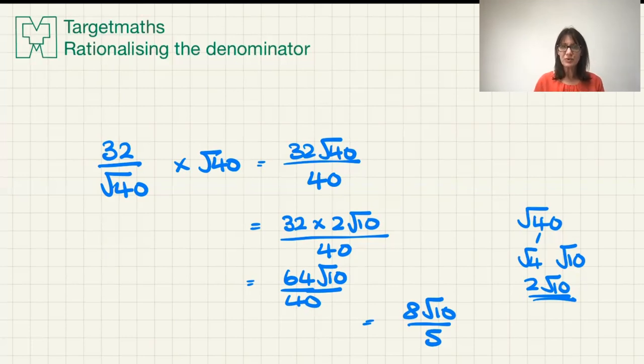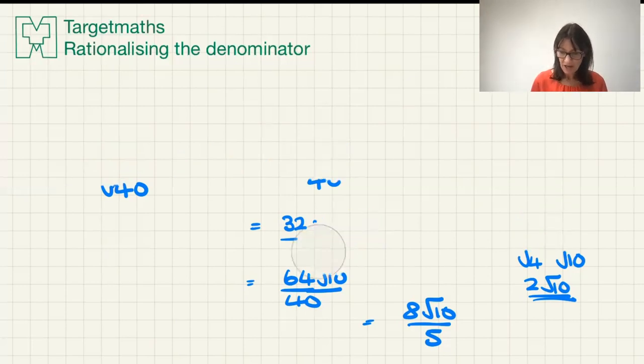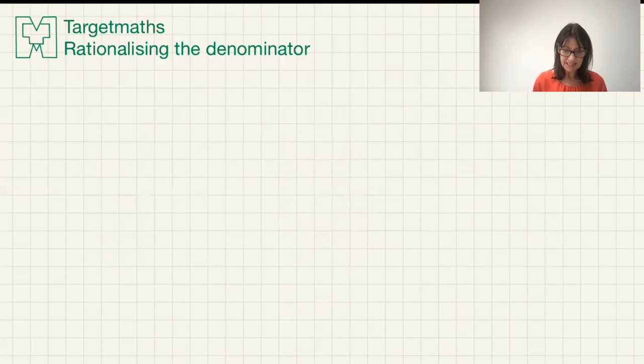Again, you just got to keep saying, have I finished? Is there more I can do? Is there a square number in that root that I can find? And so on. Okay, I'm going to show you a particularly tricky one now.